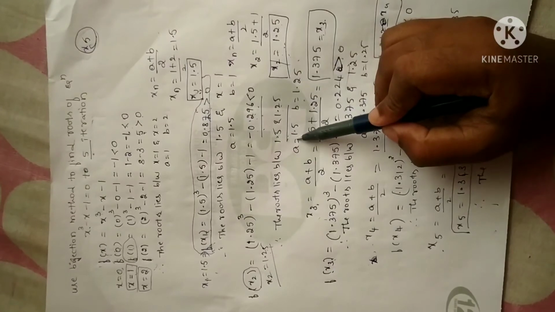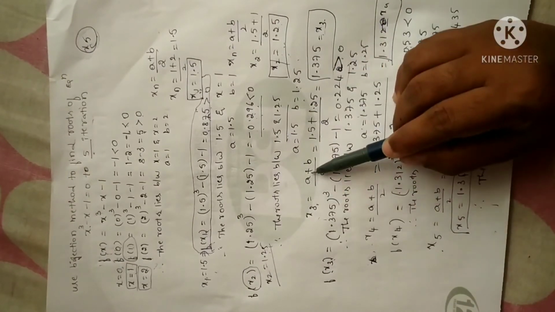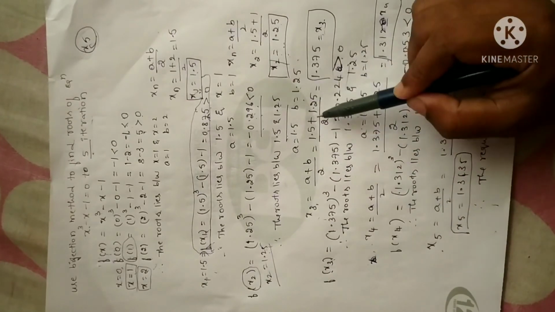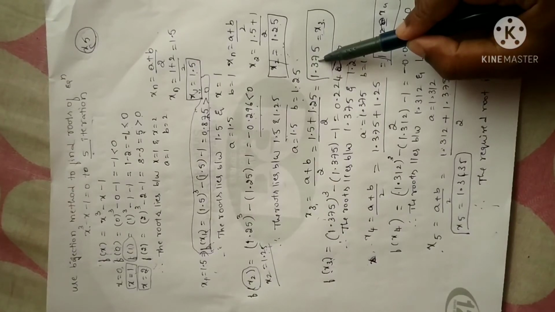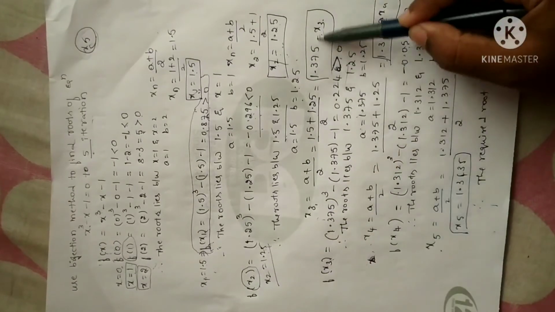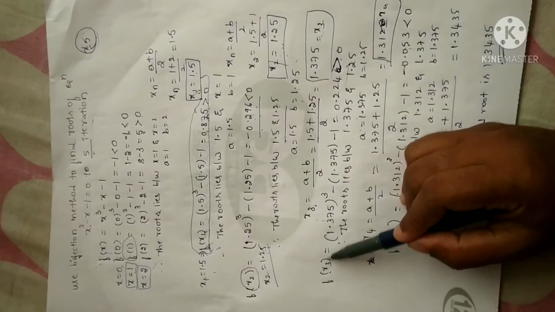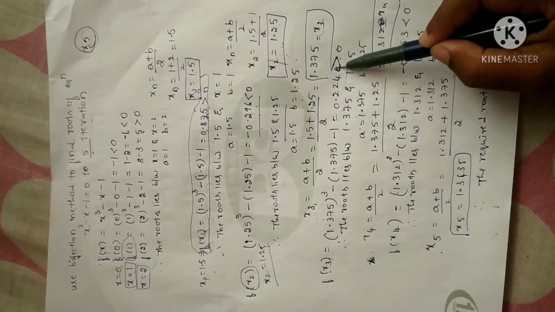As usual, take the first value as a and the second value as b. Now calculate the value of x3 by using the same formula. After calculation, I have obtained the value of x3 as 1.375. Now we are intent on finding f of x3. So replace x with 1.375. This is what we have obtained. After simplification, I have obtained a positive value.